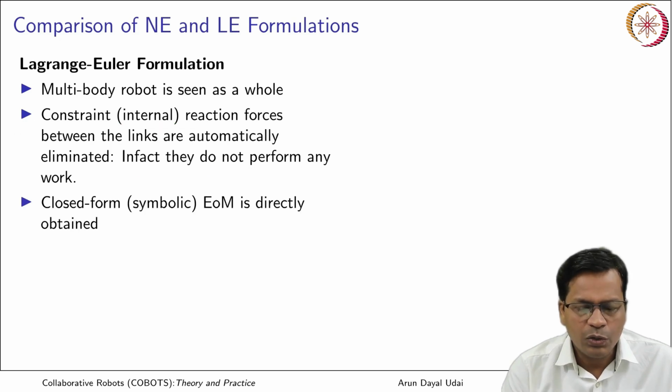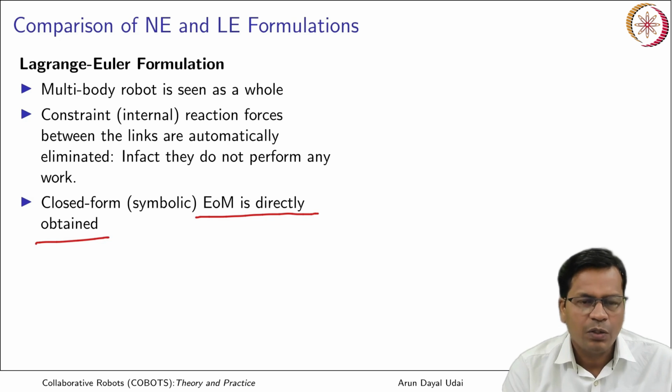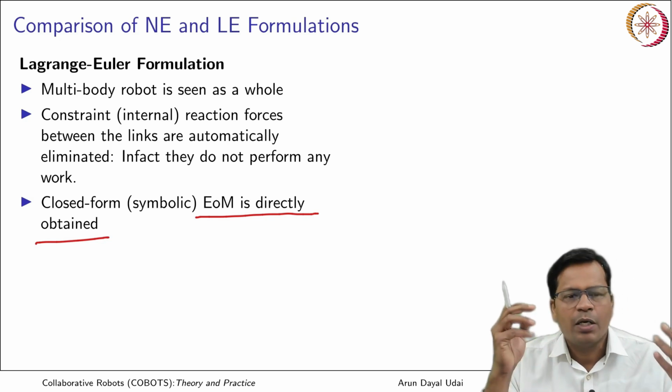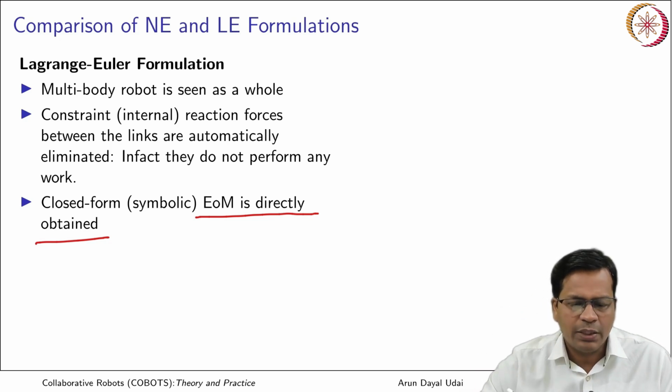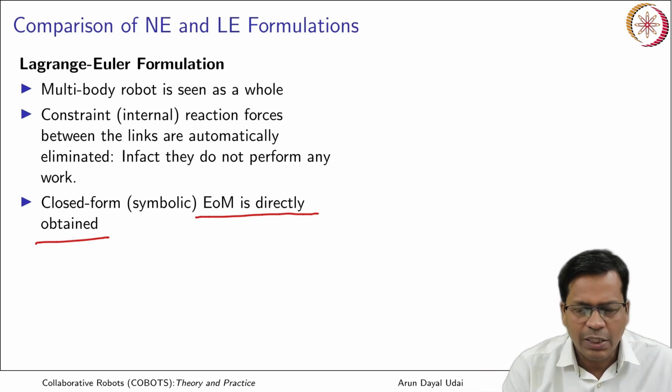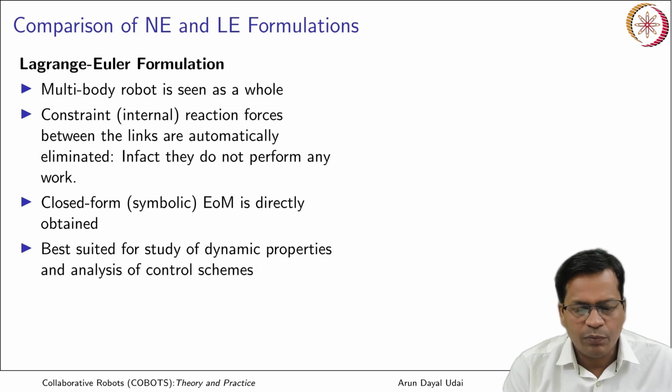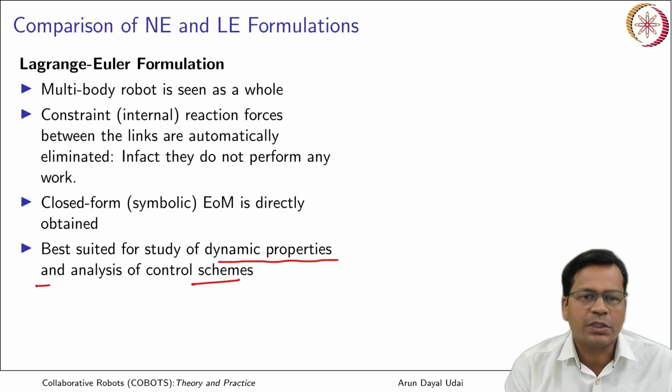Okay. Closed form symbolic equation of motion is directly obtained without solving them. Okay. Without solving them, you do not have pairs of equations for each of the links. Solving them together gives you something, but in this case you can directly obtain that. Okay. Best suited for study of dynamic properties and analysis of control schemes.